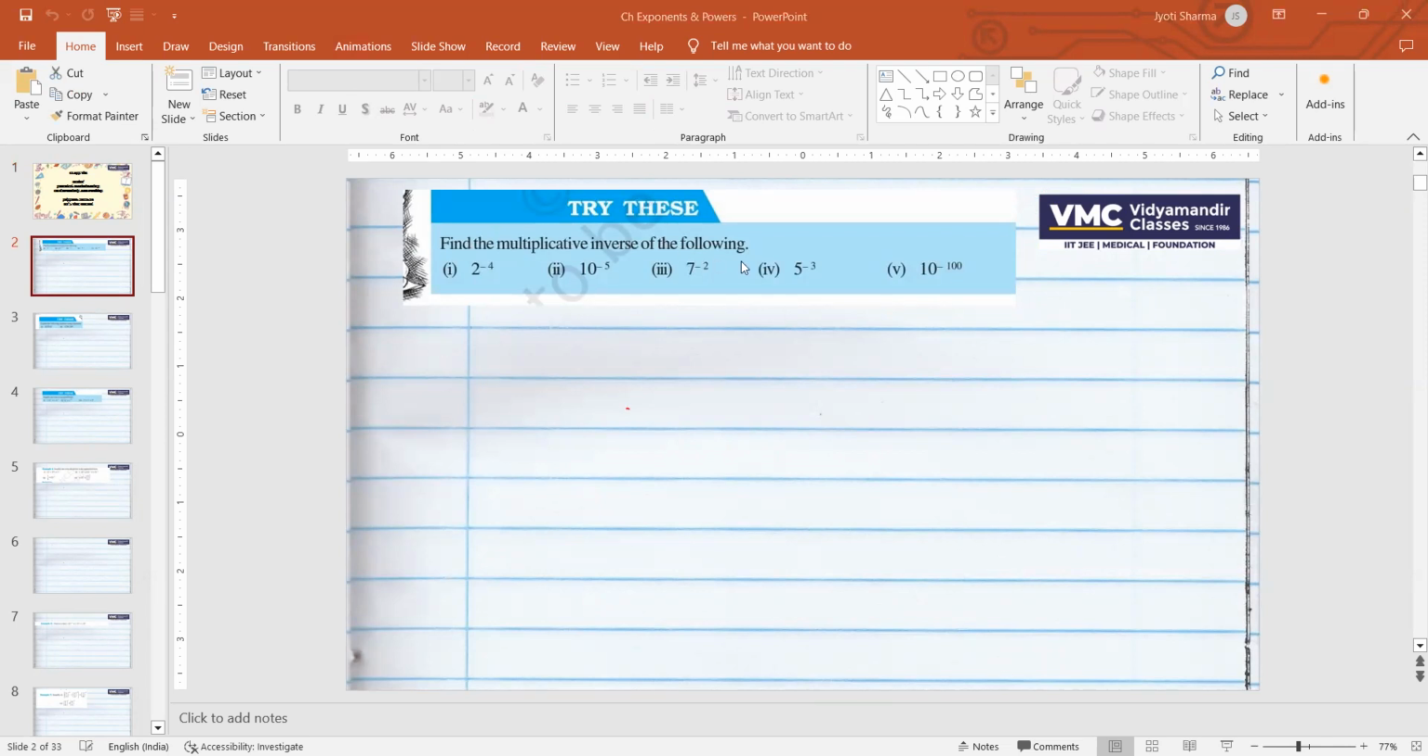We are going to start the NCERT solution class for chapter Exponents and Powers for grade 8.